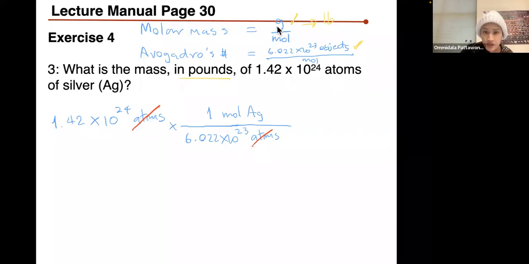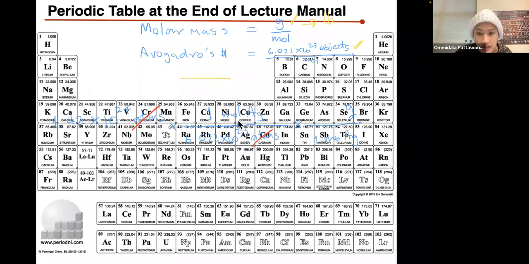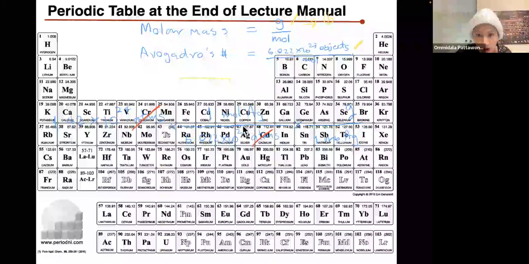The next thing we need to use is the molar mass, because it connects us to mass. So for my next step, every 1 mole of silver is going to weigh a certain amount of grams. What would that be? This is when you will need to find this number from the periodic table. So I'm going to go to the periodic table. Silver is right here, 107.87. That is the mass of silver reported in grams per mole.